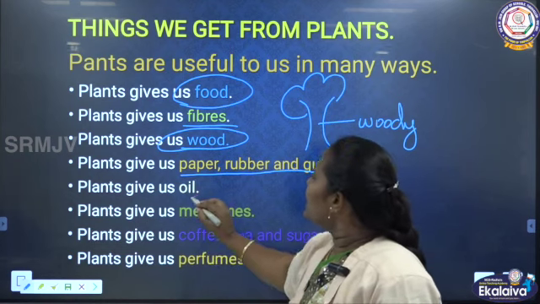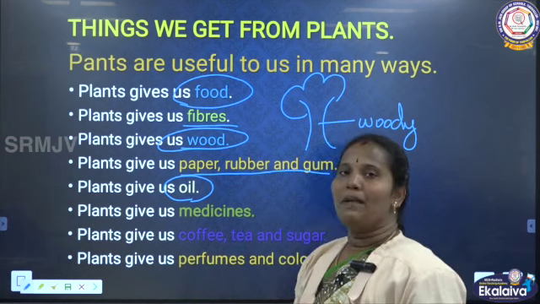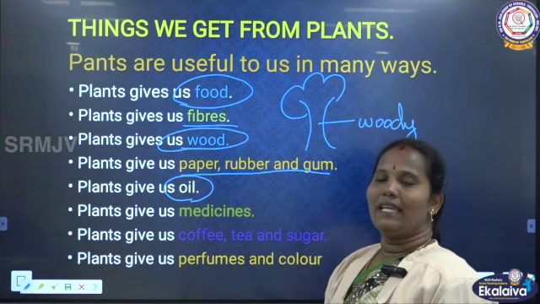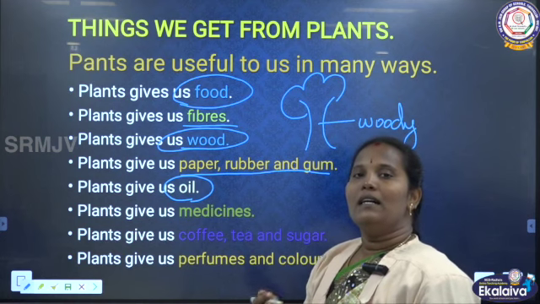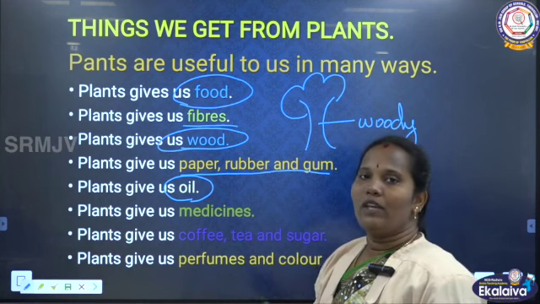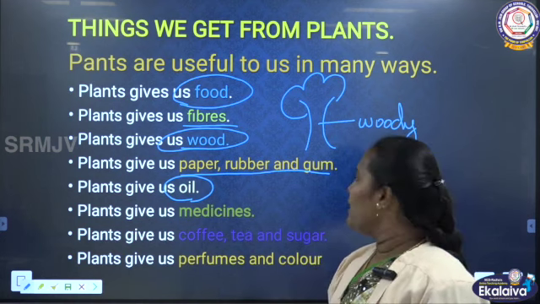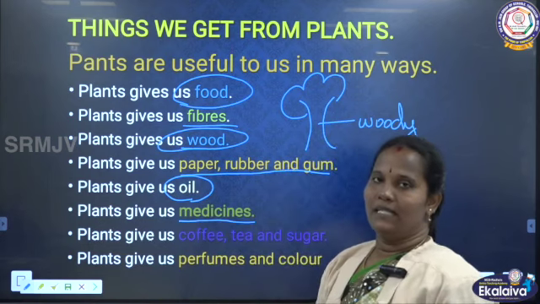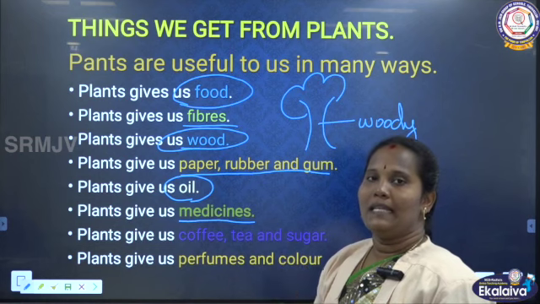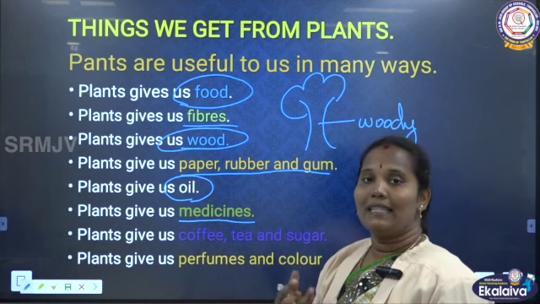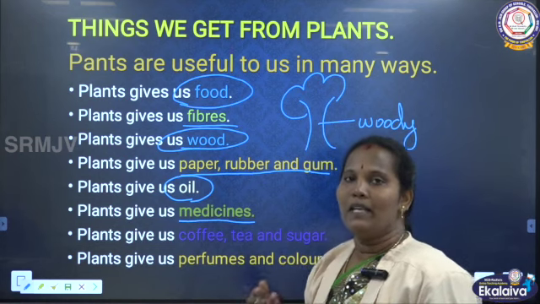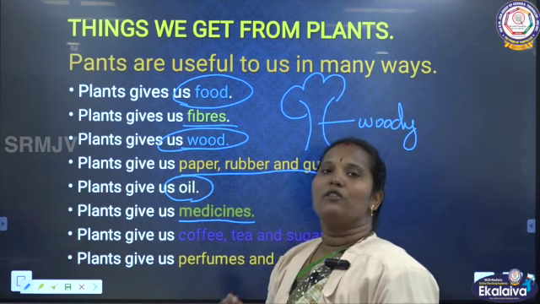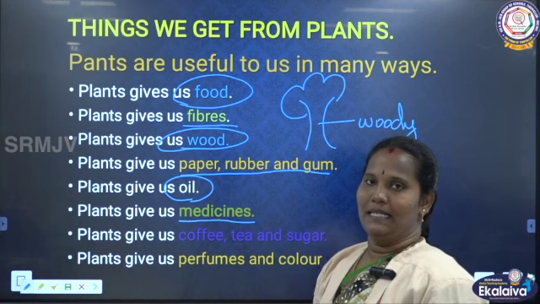Then we get oil from the plants. Many plant seeds are used to make oils. We can say coconut oil, groundnut oil, like that many oils we get from the plant. And then apart from this we can use the plant as medicine. For example, tulasi and neem, the leaves of these plants and many parts are used to cure many diseases. So we are using the plants as medicine.